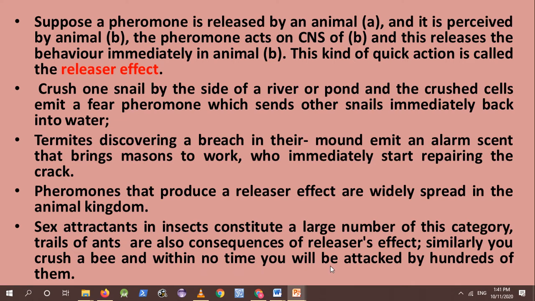Similarly, as we talked about the snail, if we crush a bee, then immediately you will be attacked by hundreds of bees, because by crushing a bee, an alarm pheromone is released from its body and it is perceived by other bees which are around, and they will start attacking the person.